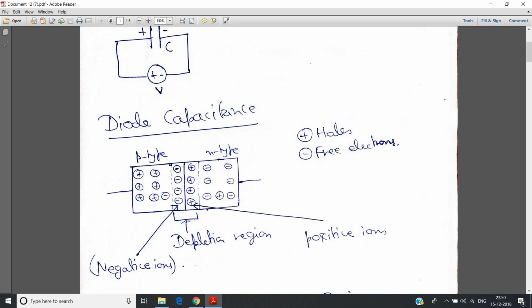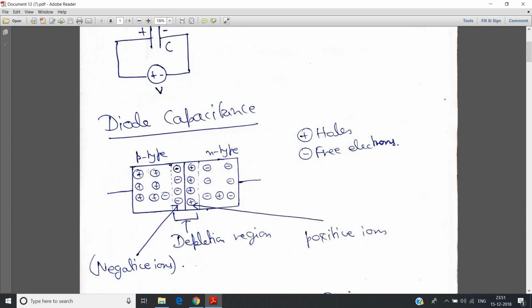So basically this is the p-type portion of the diode, and this is the n-type portion of the diode. The positive circles denote the holes, and the negative circles denote free electrons. For the n-type portion, these are electrons, and only one positive circle is there. What does it indicate? For n-type, we know electrons are the majority charge carriers, so there are a large number of negative circles and only one positive circle, to indicate that for n-type, the minority charge carriers are holes.